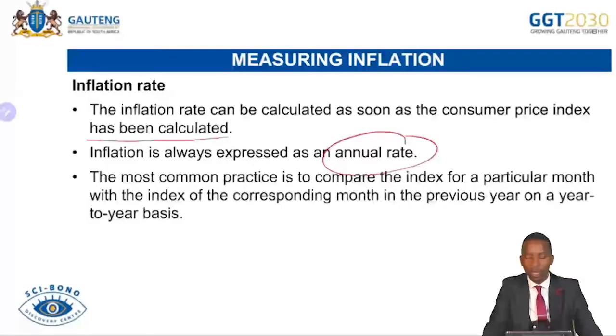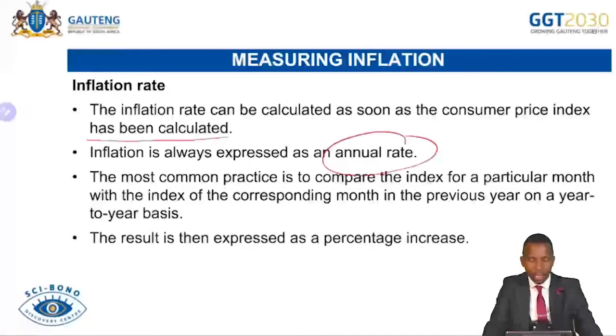The most common practice is to compare the index for a particular month with the index of the corresponding month in a previous year, on a yearly basis or year to year. Meaning if we talk about August 2021, then we also compare to August 2022. Then it's easy to compare. That's why we say it is mainly calculated or rated on a yearly basis. The result is expressed as a percentage increase.